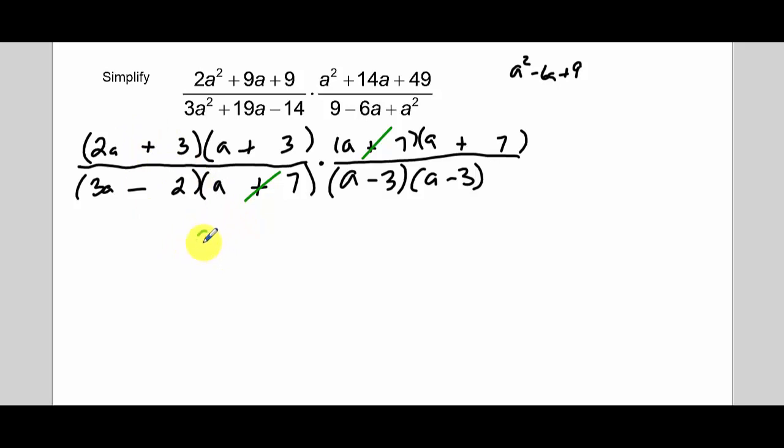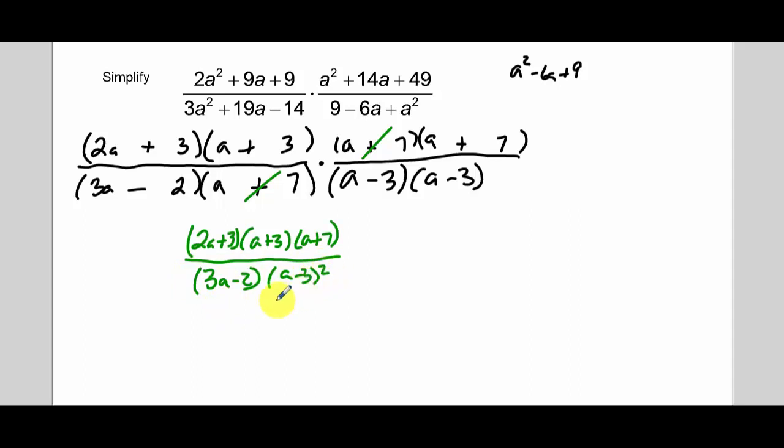So we've got 2a plus 3, a plus 3, a plus 7 over 3a minus 2, and I'm going to write a minus 3. Since there's 2 of them, I'll go quantity squared.